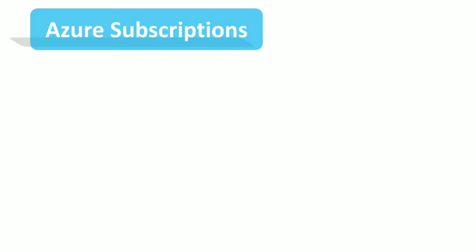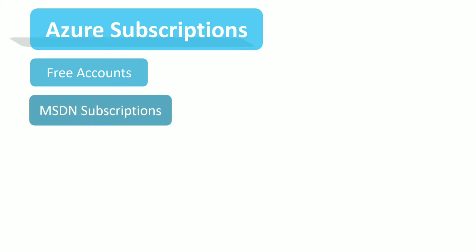Azure subscription. There are different Azure subscriptions. First, the free account, which I already mentioned, where you get 12 months free and $200 credit for 30 days. You can convert anytime from free trial to pay-as-you-go service. Second, we have MSDN. If you have an MSDN subscription, you will get $150 credit in your account every month. If you exit the service, it will be disabled until next month starts.